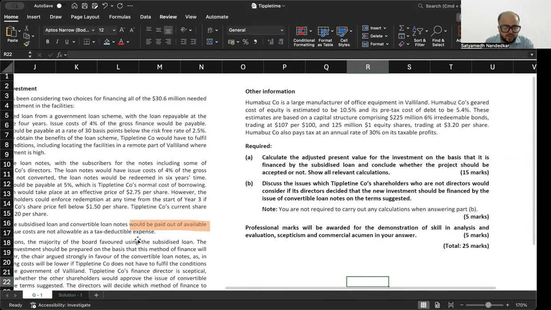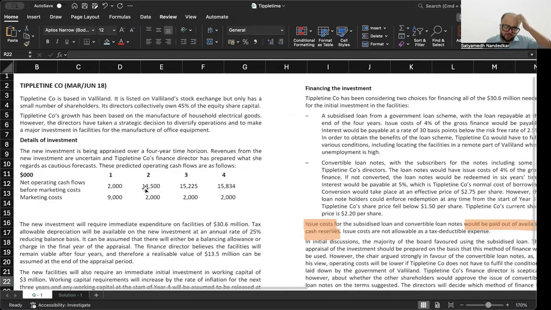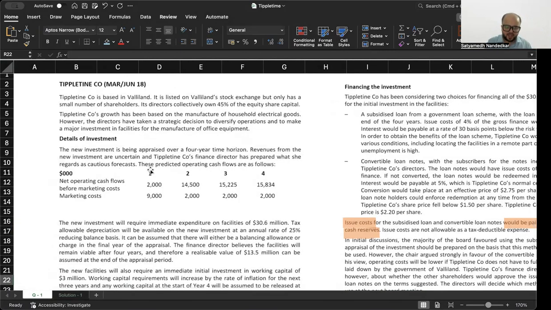Okay, now if you observe right from the top, they have given you net operating cash flows before marketing cost. They have given you marketing cost, and then they have given you the cost of the new investment that you are going to make, and tax saving on depreciation, and all of those points will have to be considered.